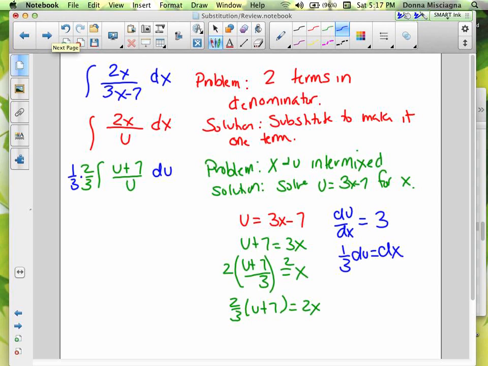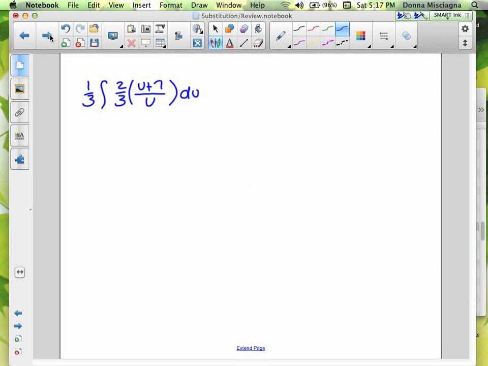Okay? So now I've only got one term in the denominator, which means I could simplify this into just the sum and difference of some terms. And we can definitely integrate those. That's just going to be the power rule, or other rules that we know.